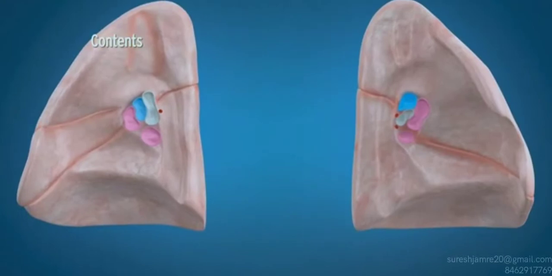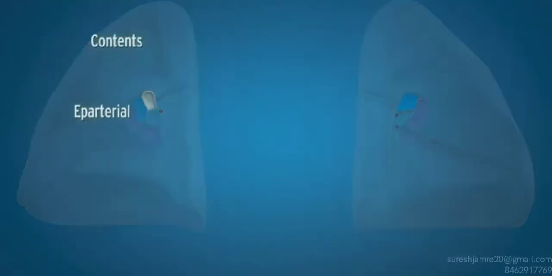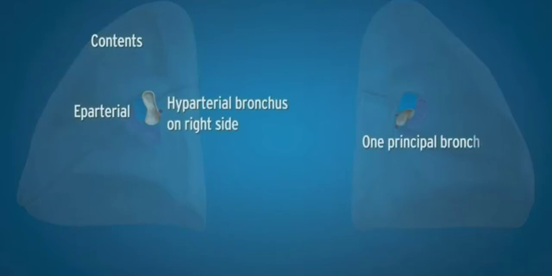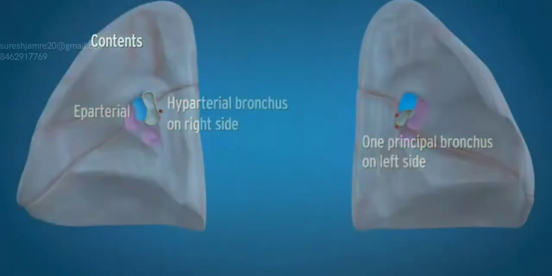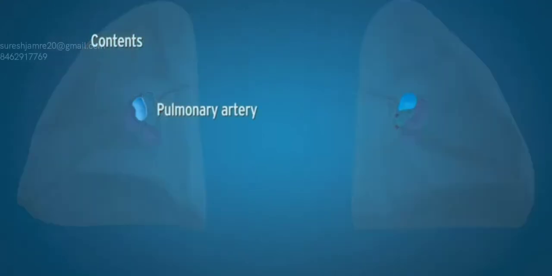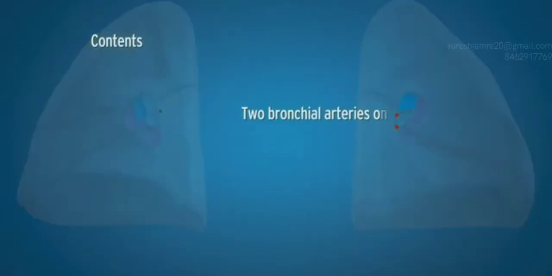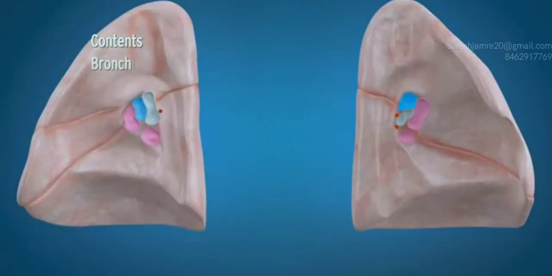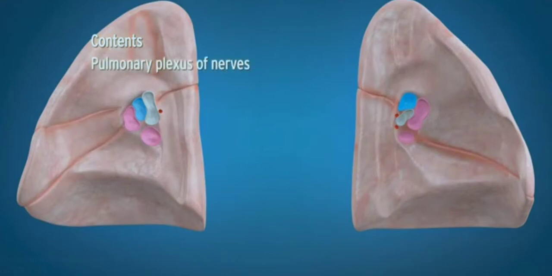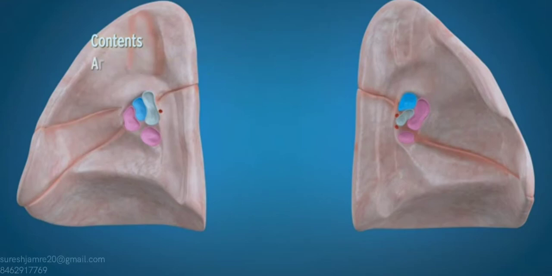Contents. Root is made up of eparterial and hyparterial bronchus on right side, one principal bronchus on left side, pulmonary artery, superior and inferior pulmonary vein, 2 bronchial arteries on left side, 1 on right side, bronchial veins, pulmonary plexus of nerves, bronchopulmonary lymph nodes, areolar tissue.